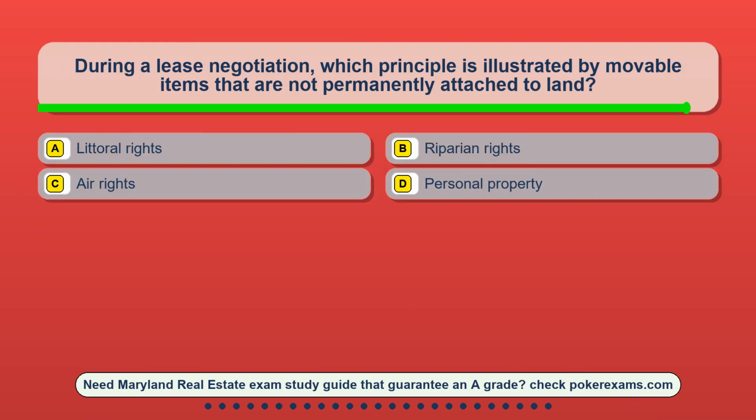Question 16. During a lease negotiation, which principle is illustrated by movable items that are not permanently attached to land? Option A, littoral rights. Option B, riparian rights. Option C, air rights. Option D, personal property.